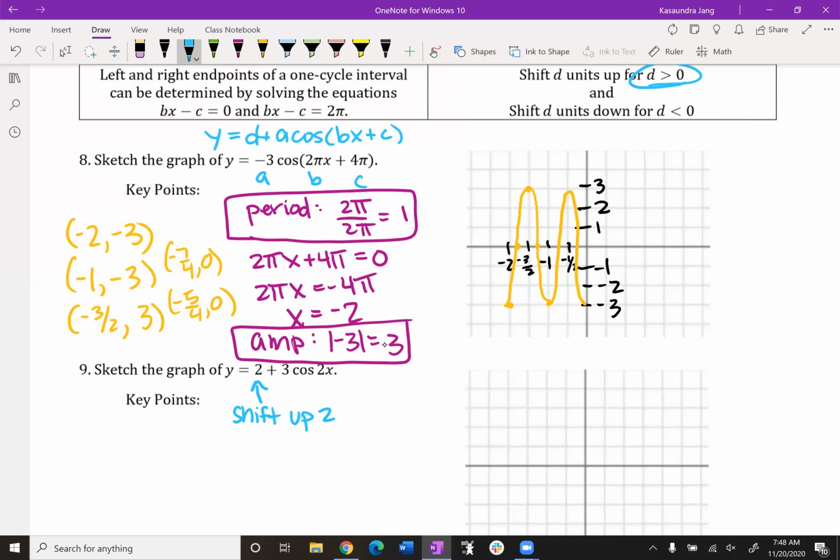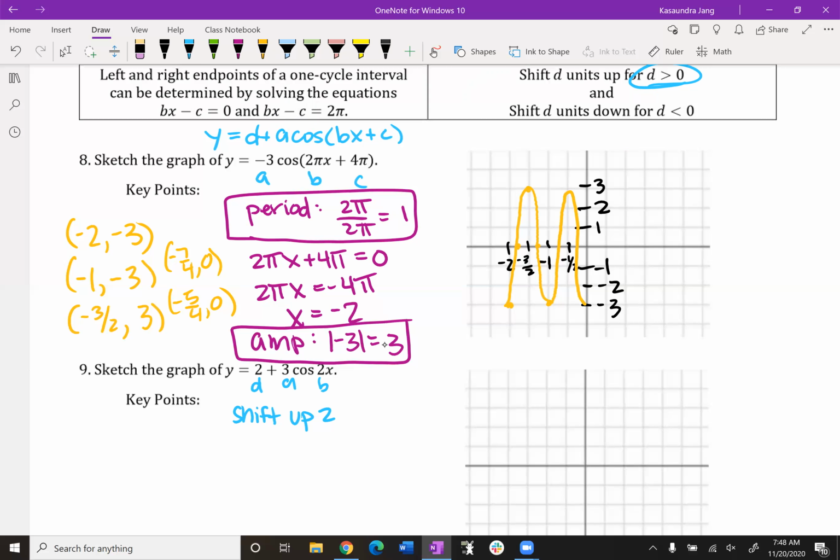And then I also have this A. Clarify, that was a D. I have an A is 3, I have a B is 2. I don't have a C though. There's nothing added or subtracted after the x.